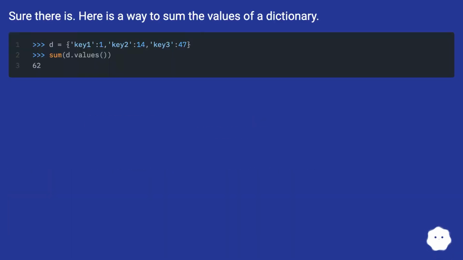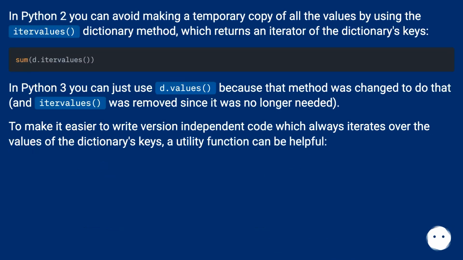Sure there is. Here is a way to sum the values of a dictionary. In Python 2 you can avoid making a temporary copy of all the values by using the itervalues dictionary method, which returns an iterator of the dictionary's values. In Python 3 you can just use d.values, because that method was changed to do that, and itervalues was removed since it was no longer needed.